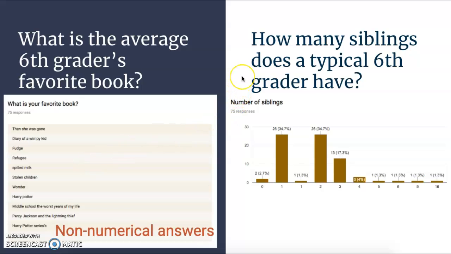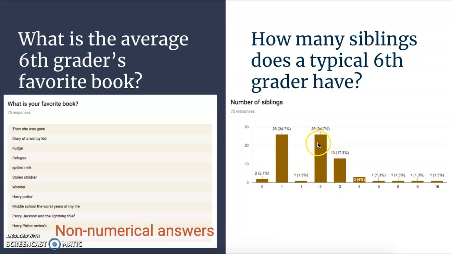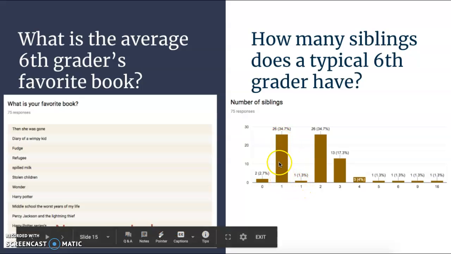As compared to how many siblings does a typical sixth grader have, again, it has all of these different numbers that students answered with on the x-axis, and then it's able to group it together to say 26 students have 2 siblings, 26 students have 1 sibling, well, it should be 27, I don't know why those are separate, and so on. So we can see the clear difference there.